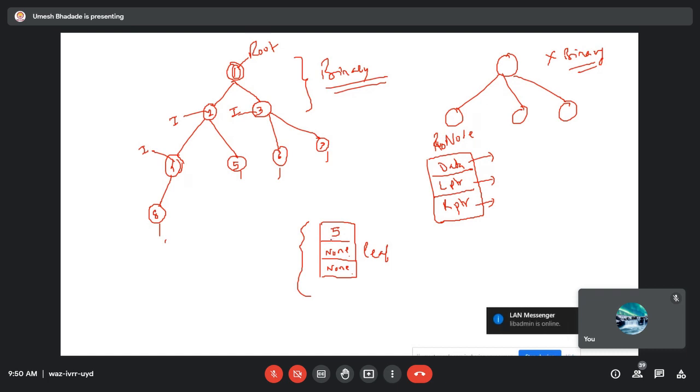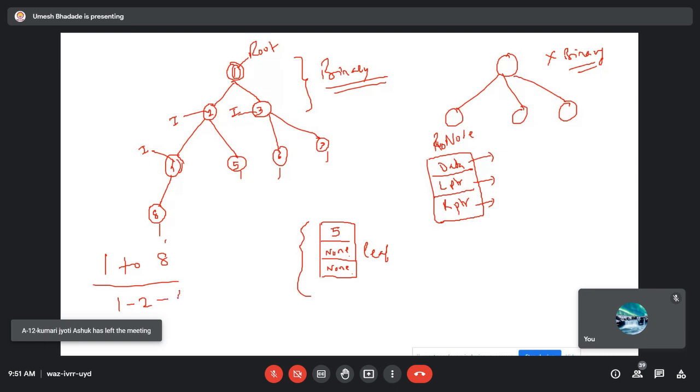Okay. So if you want to reach node 8, suppose we want to go from 1 to 8. How will you go from 1 to 8? आप कैसे जाएंगे 1 से 8 पे? 1, 2, 4, 8. You will go first to 1, then from 1 to 2, then from 2 to 4, and from 4 to 8. So this 1, 2, 4, 8 is called path.